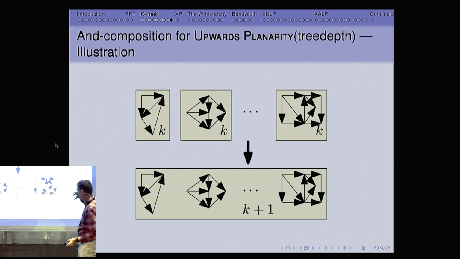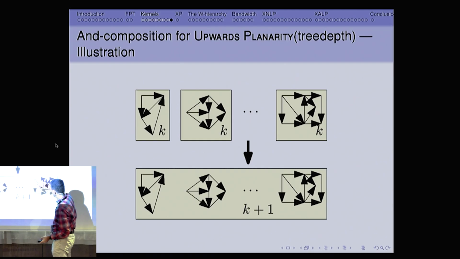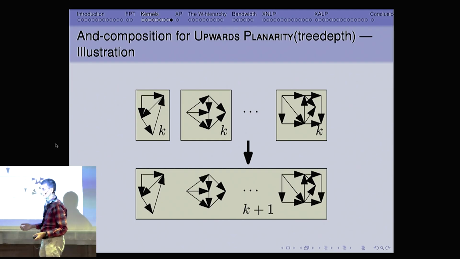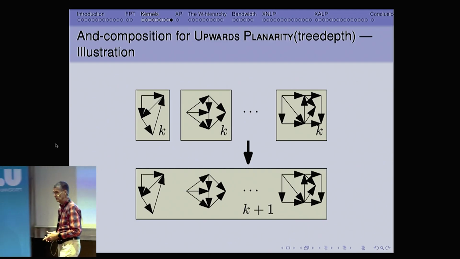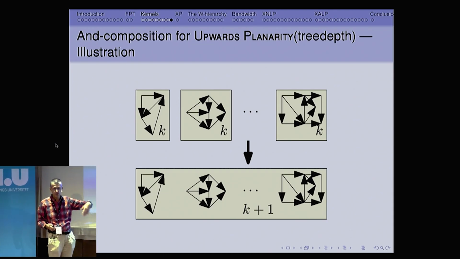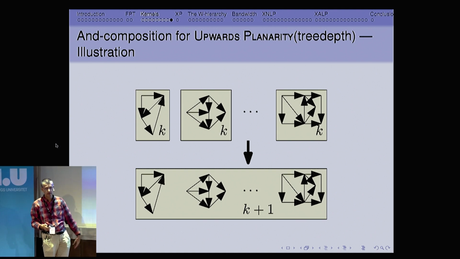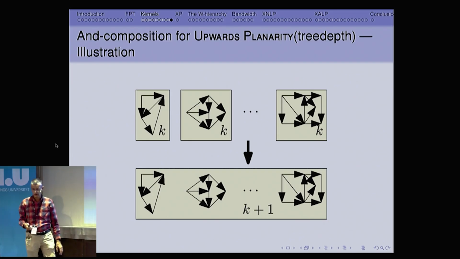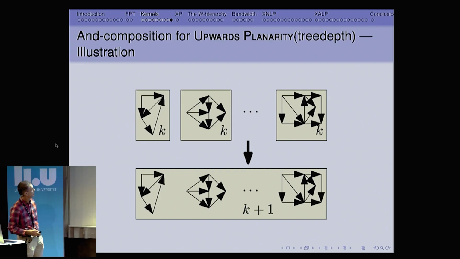The only thing you need to look at is what happens to the parameter. Well, the tree depth of a graph increases by at most 1 if you take the disjoint union of graphs of a certain tree depth. So this is the proof. It's an almost trivial proof, while for other problems you have proofs that are much more complicated. Although for half of all the questions you might ask, disjoint union is actually the way to get a composition.